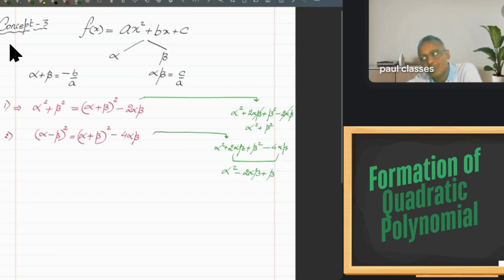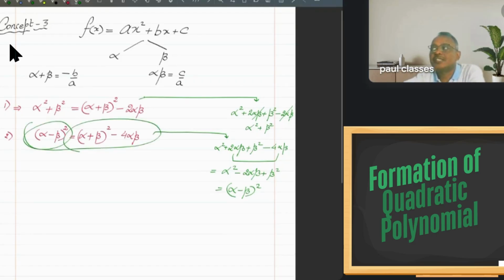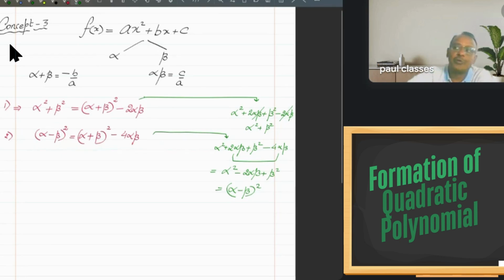ये किसी का होल स्क्वायर है क्या बच्चा? ये किसका होल स्क्वायर है? ये a minus b का होल स्क्वायर नहीं हुआ. That's what I am writing. Alpha minus beta whole square is equal to alpha plus beta whole square minus 4 alpha beta.